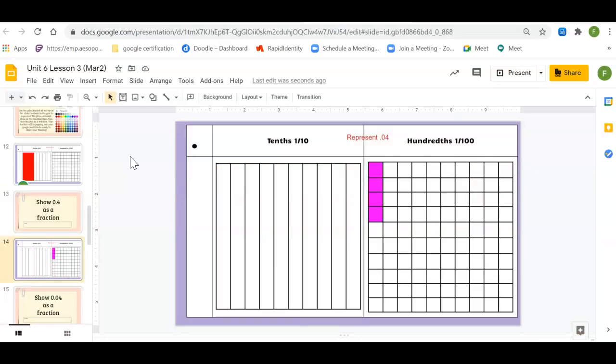And the next one here is 4/100. So you should have chosen the hundreds grid for that one to represent 4, and all you needed was 4 units shaded in there out of 100 total.